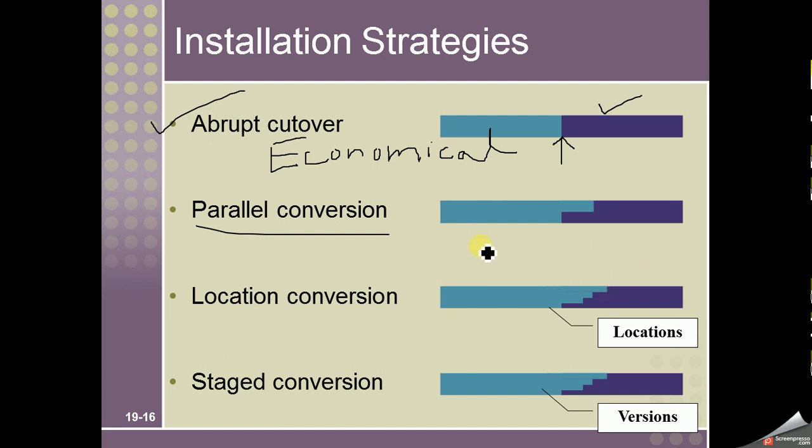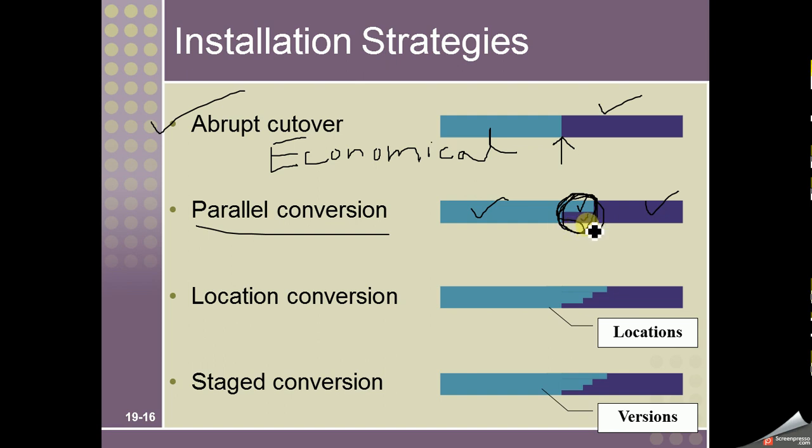In parallel conversion, as you can see, this is the old system and this is the new system, and for some time period, which can be 2 months, 3 months, 6 months, depending on the requirement and available time, we are using both the old and new system. This time period gives the organization a chance to identify and remove all the bugs in the new system.